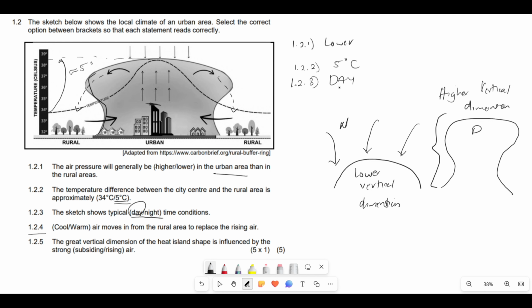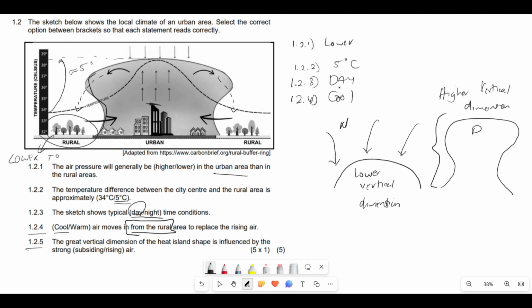1.2.4, cool or warm air moves in from the rural areas. Key phrase here, from the rural areas, to replace the rising air. Okay, you can see a lot of trees here, and we know that rural areas are said to have lower temperatures, right? So there is no way that higher temperatures can move in from here to the urban areas. That means that cool air moves in from the rural areas to replace the rising air. The answer for 1.2.4 is cool, right?